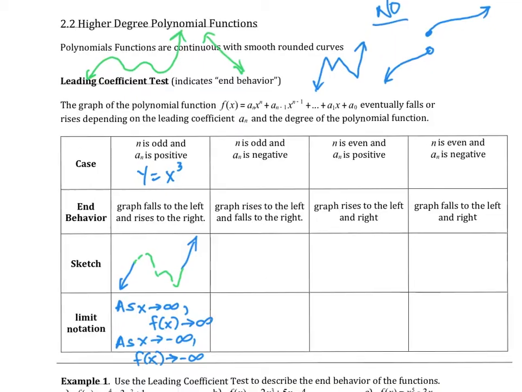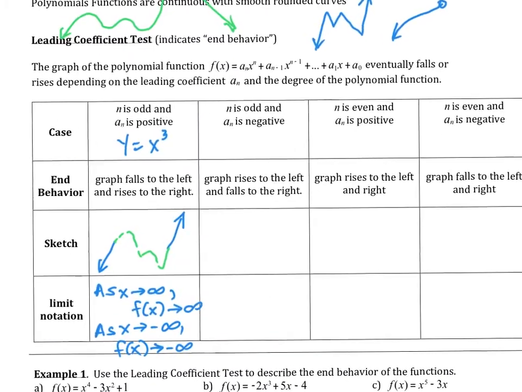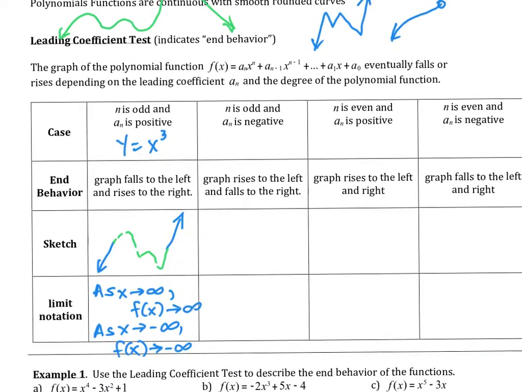Okay, now the next case is also an odd degree function. They're just saying now n is odd and the coefficient's negative. A very basic one to think of: say I put a negative in front of x to the third. Well, now it's going to reflect. So now it's going to go up on the left and down on the right. Again, I don't know what's going to happen in the middle, but if I just remember it's going to go up on the left, down on the right, it depends on the function.